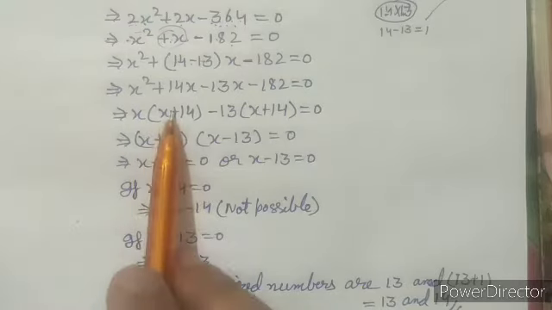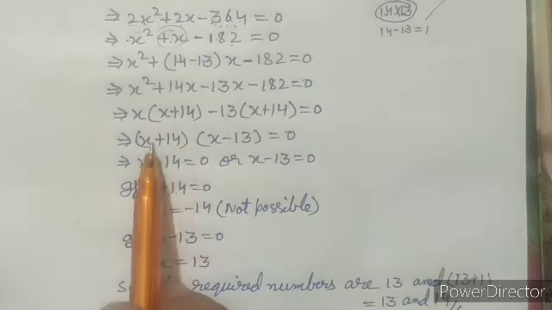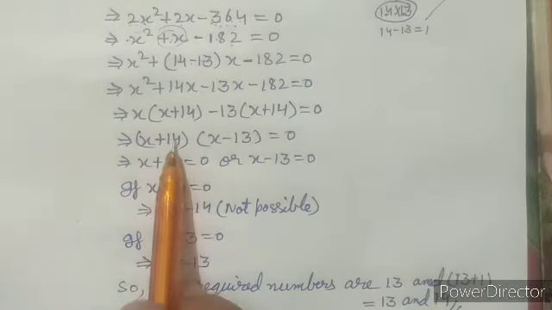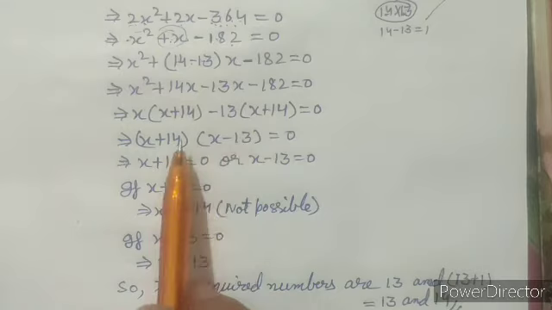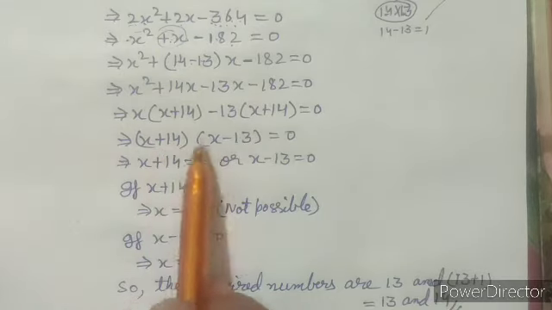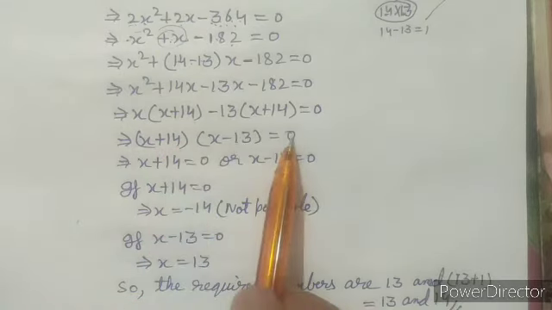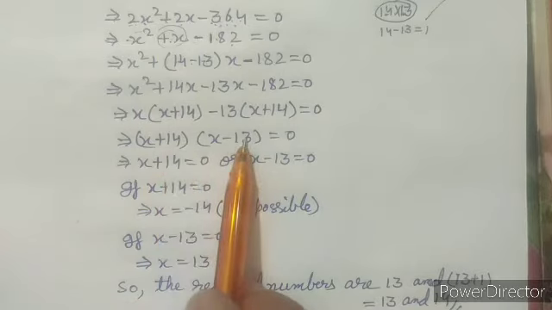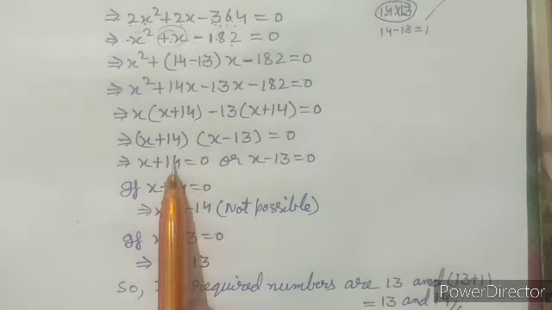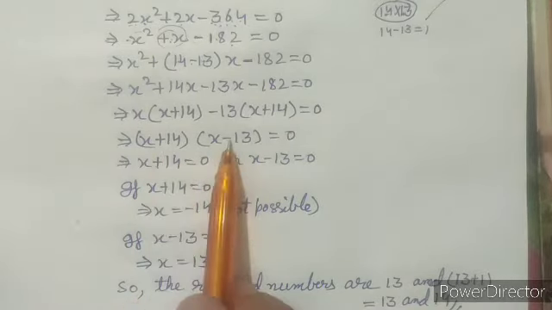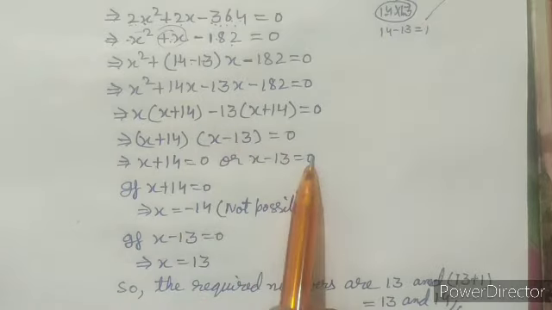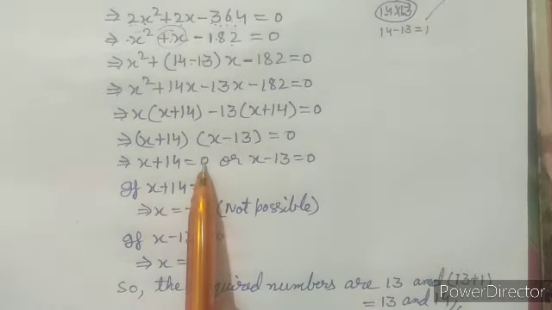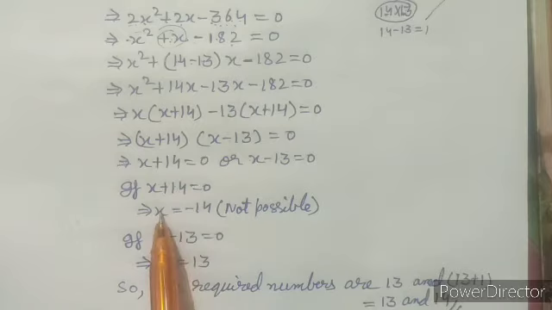On solving the quadratic equation, we are getting its two factors as x plus 14 and x minus 13. Now, the product of two numbers is 0 if either of the two numbers is 0, that means either x plus 14 will be equal to 0 or x minus 13 will be equal to 0. If we take x plus 14 as 0, that is giving us x equal to minus 14.